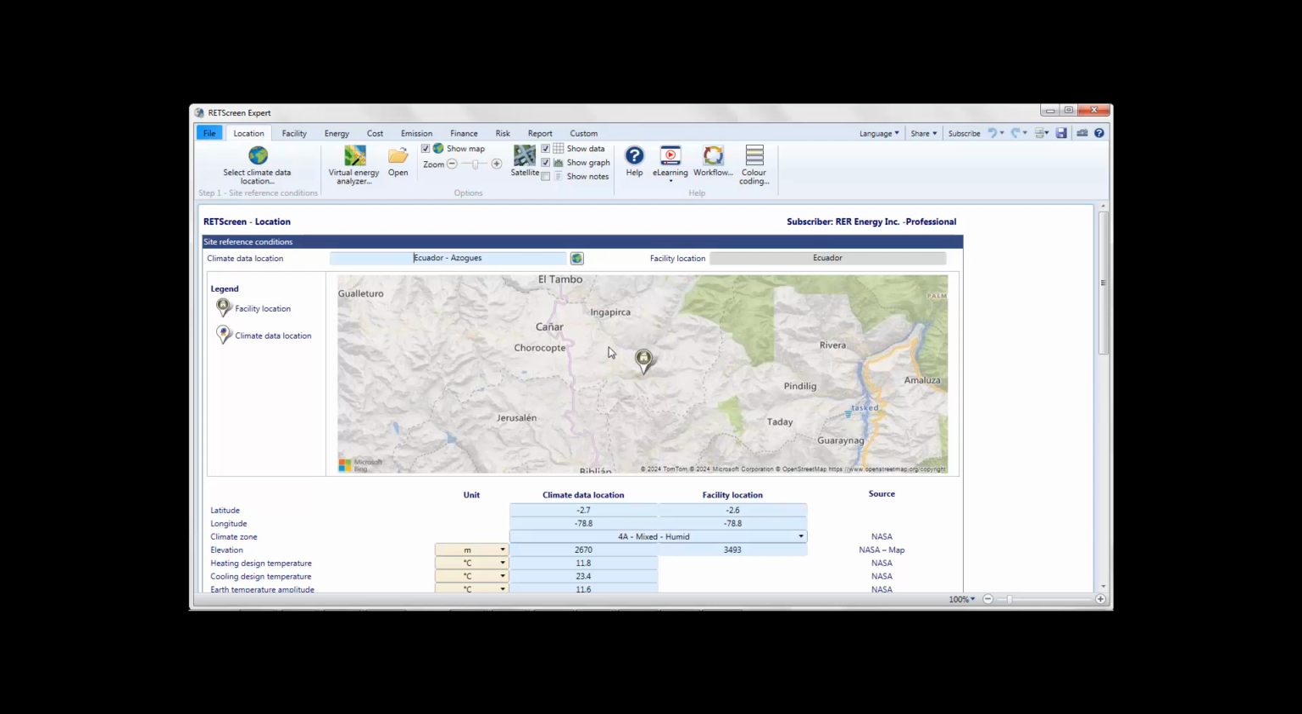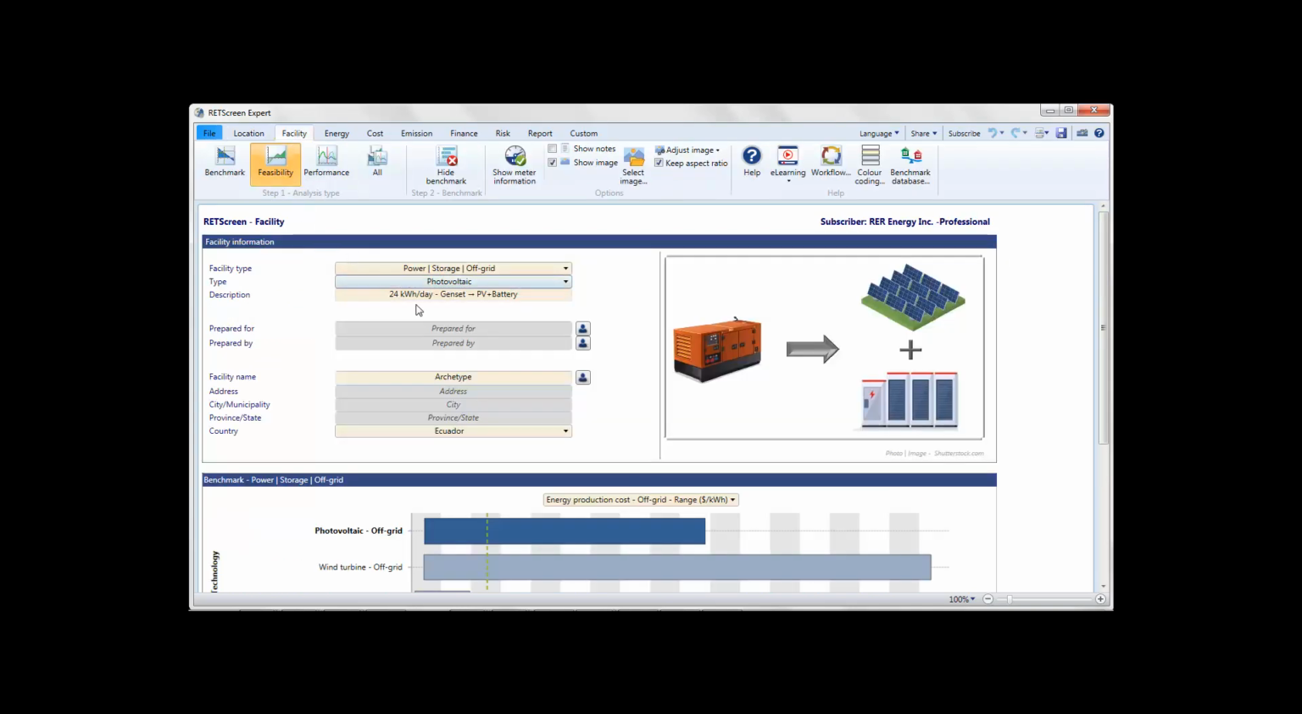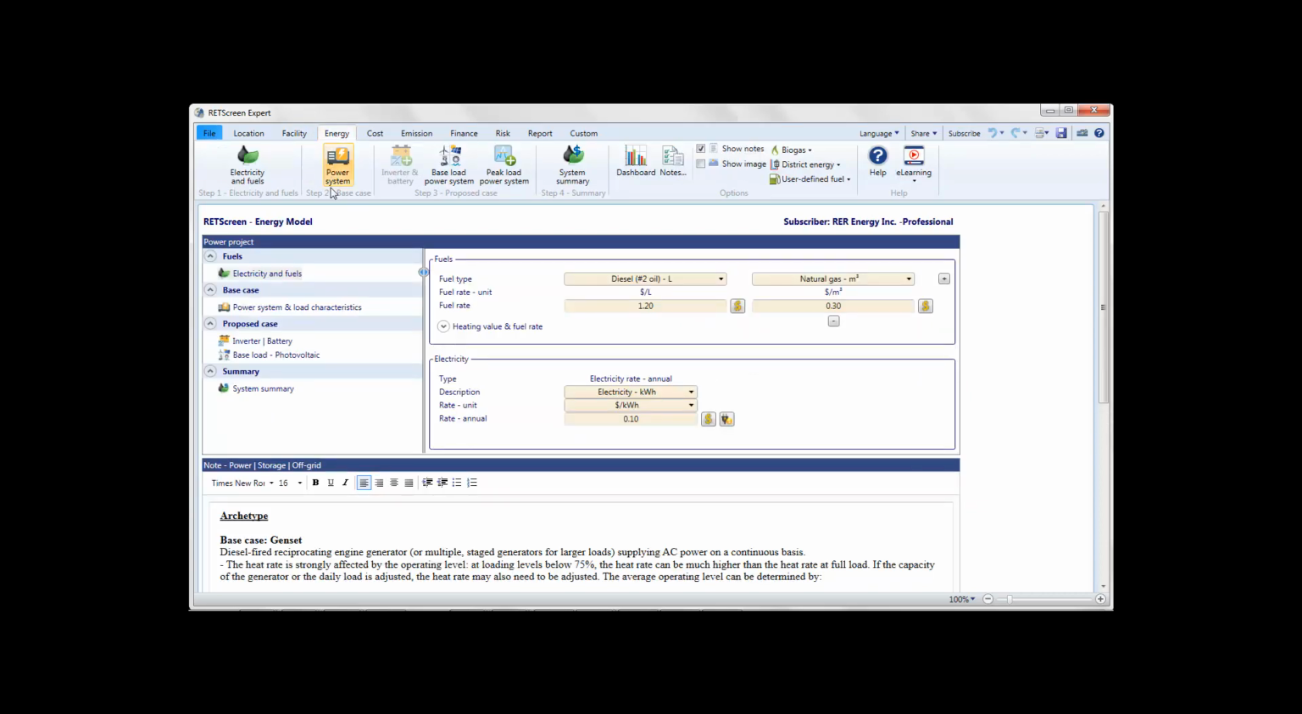So there we are here on the location page. We see we have the appropriate climate data. When we go to the facility page, everything's been filled out here, so that's good. Now when we go to the energy page, the first thing we have to see is that some of these values are appropriate for North America, but don't reflect our project in Ecuador. So the first of these is the diesel price here at $1.20 Canadian.